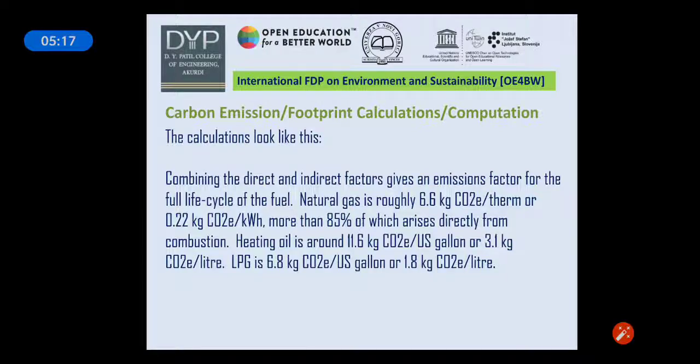Combining the direct and indirect factors gives an emission factor for the full life cycle of the fuel. Natural gas is roughly 6.6 kg CO2 per therm or 0.22 kg per kilowatt hour, more than 85% of which arises directly from combustion. Heating oil is around 11.6 kg CO2 per US gallon or 3.1 kg CO2 per liter. LPG is 6.8 kg CO2 per US gallon or 1.8 kg CO2 per liter.